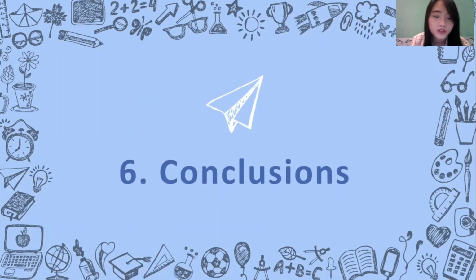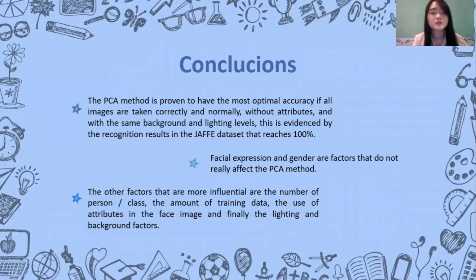And then conclusion. The PCA method is proven to have the most optimal accuracy if all images are taken correctly and normally, without attributes and with the same background and lighting levels. This is evident from the recognition results on the JAFFE dataset that reach 100%. Facial expression and gender are factors that do not really affect the PCA method.